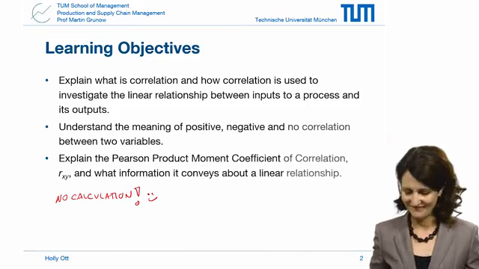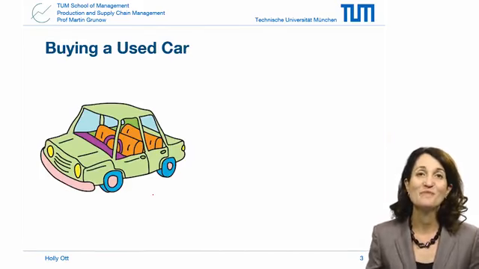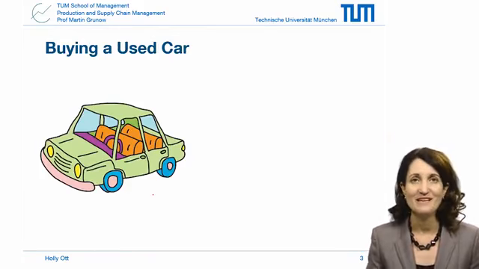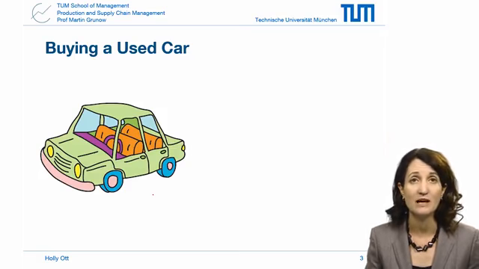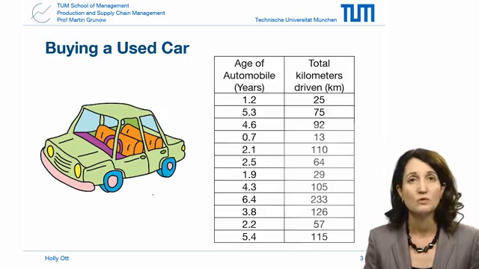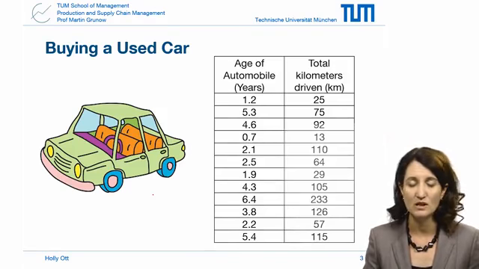Not in this section. So, you want to buy a car. Well, you want to buy a used car. What are things you're interested in? Well, a lot of people are interested in the mileage on the car. So, we've got a lot of data. Maybe we'd like to have a look at how the age of the car correlates with the mileage. So here we have the age of the automobile in years and the total kilometers driven.